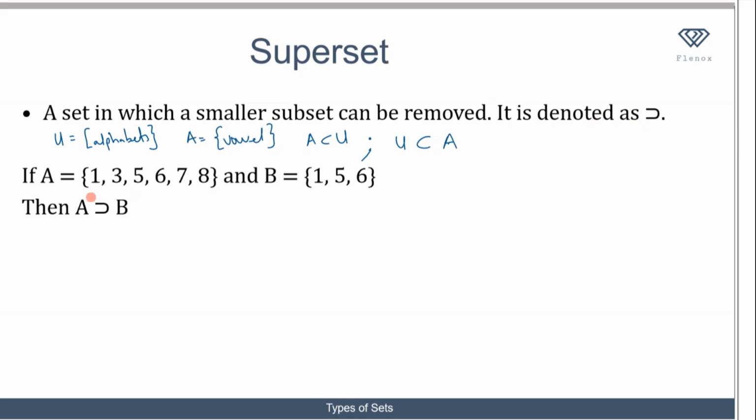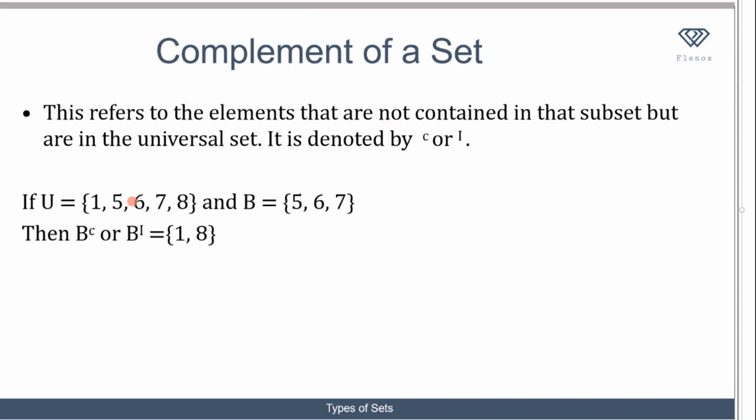So as an example, if A is equal to {1, 3, 5, 6, 7, 8} and B is equal to {1, 5, 6}, we can say that A is a superset of B, meaning that all elements in B can be found in A. Now let's move on to the idea of the complement of a set. This refers to the elements that are not contained in that set but are in the universal set.